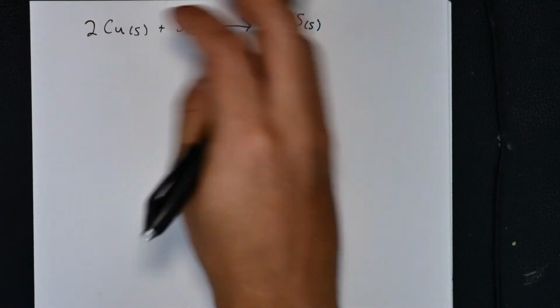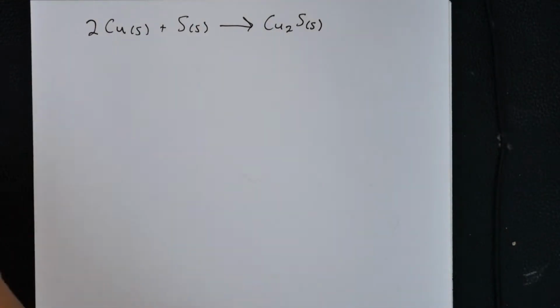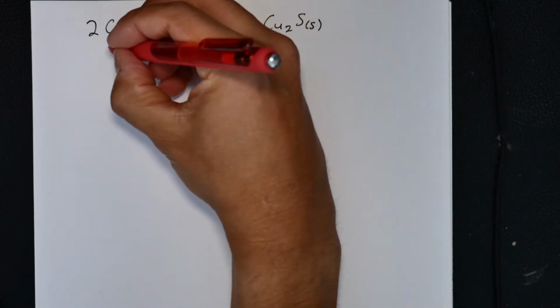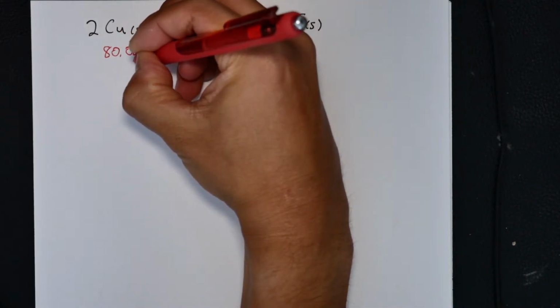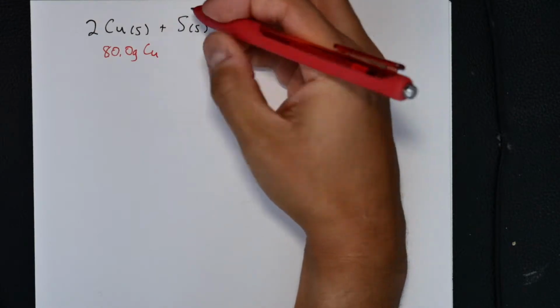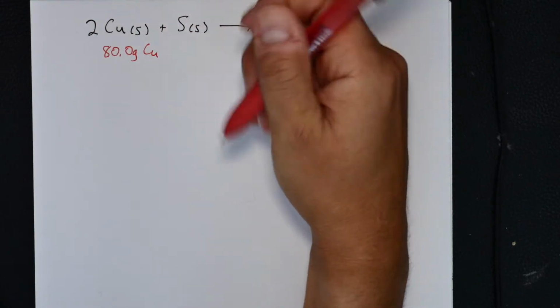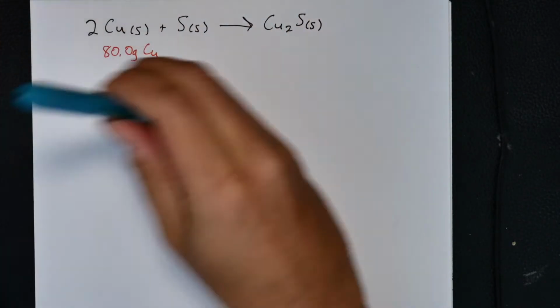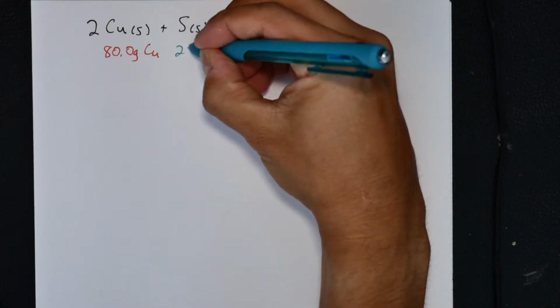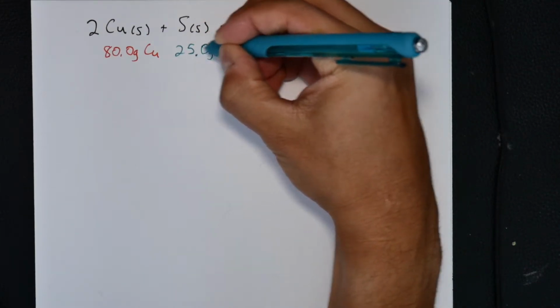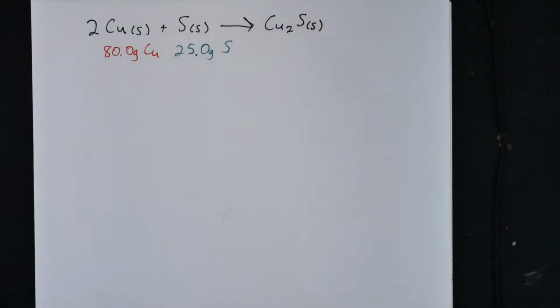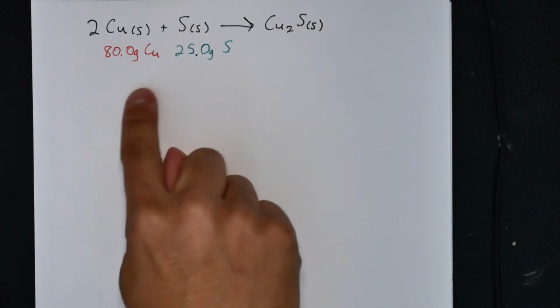And they're telling us that we are starting with 80 grams of copper. So we have 80 grams of this material. And we have 25 grams, I'll do this in another color just to make it stand out, we have 25 grams of sulfur. The question is asking which one of these two is limiting.